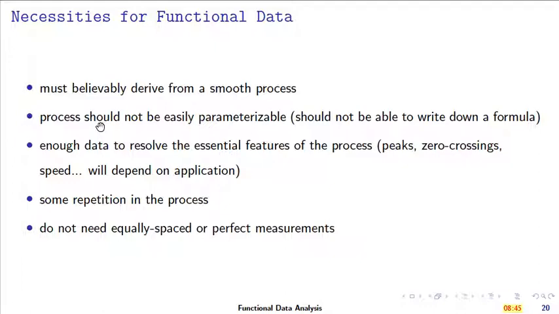Okay, so the assumptions in functional data. First, in functional data, we generally assume the data come from a smooth process. We will use this smoothness a lot in functional data. Also, the process should not easily be parameterized. For example, if the trend is clearly linear or quadratic, then you don't need functional data. If a linear function can handle the data, it's usually linear regression. But if the trend is more complicated than linear, I recommend using functional data because it's more flexible.